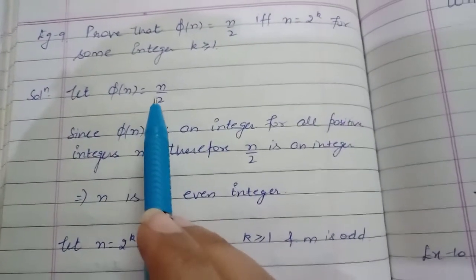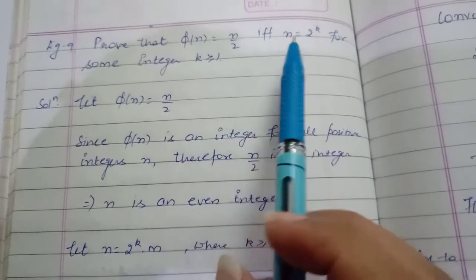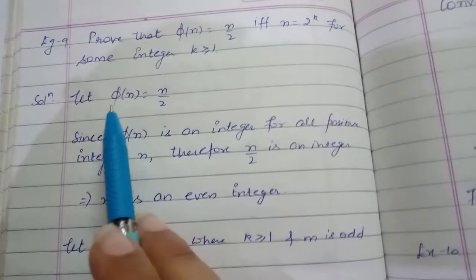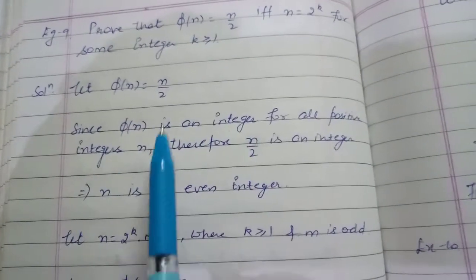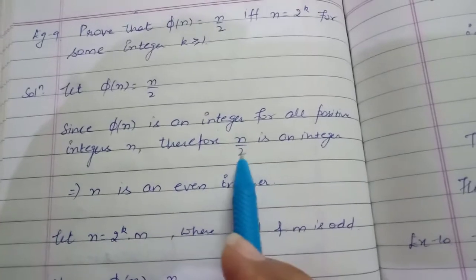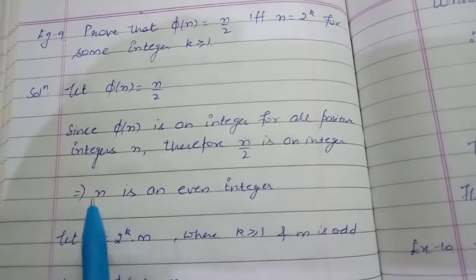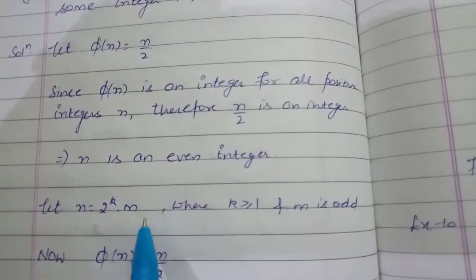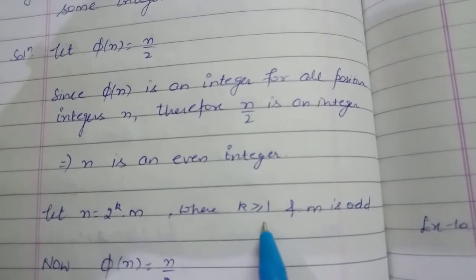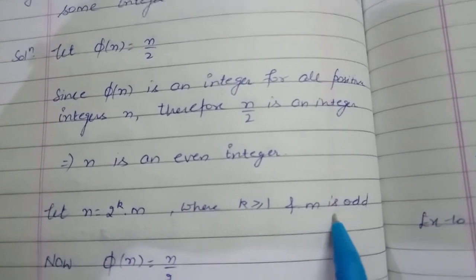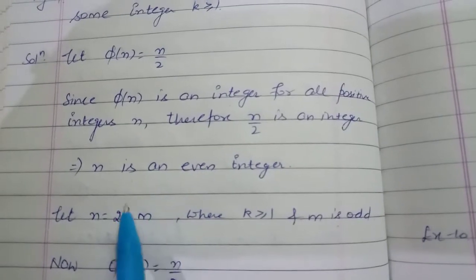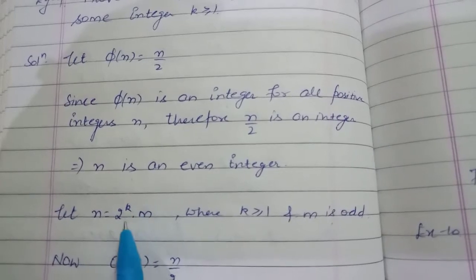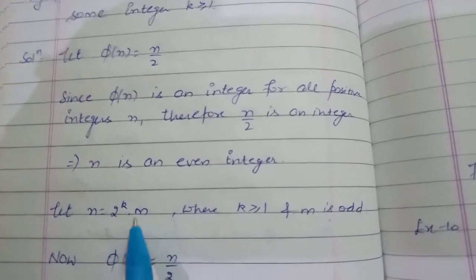Firstly suppose that φ(n) equals n by 2, we will find the value of n. Now we know φ(n) is an integer. The value of φ(n) is always a positive integer. It means this n by 2 is an integer. This means n must be an even number. Let n equal 2^k into m, where k is greater than or equal to 1 and m is an odd number. Because n is an even number, it must contain some power of 2. Let k be the power of 2 belonging to n, and m is any odd number.